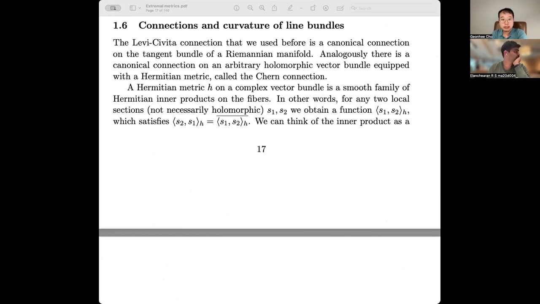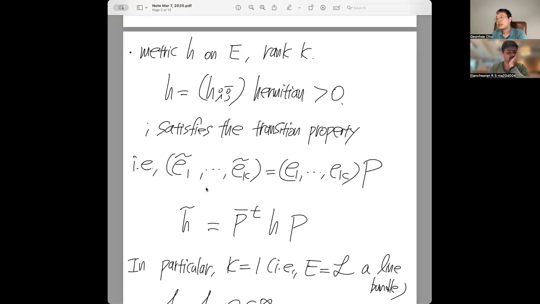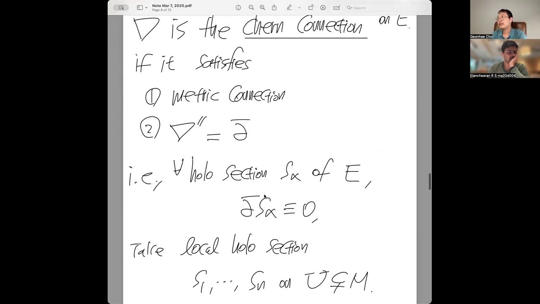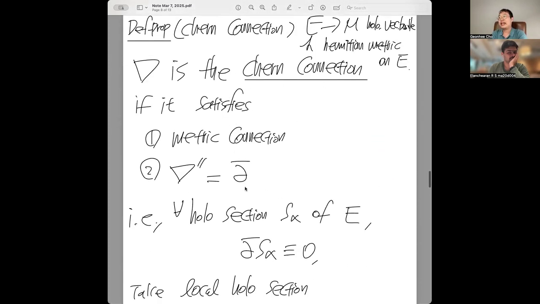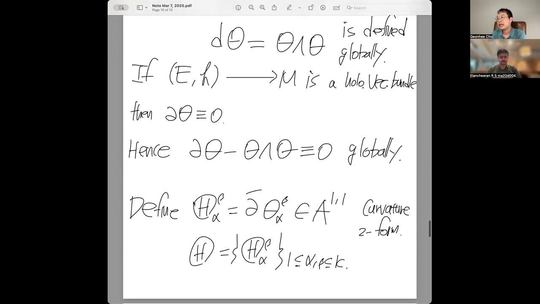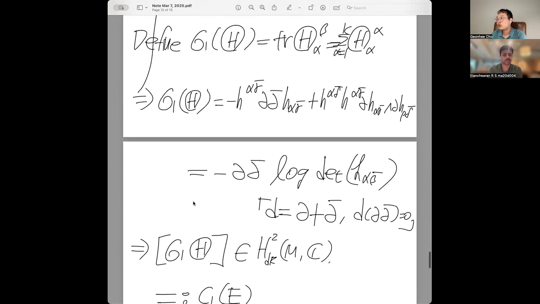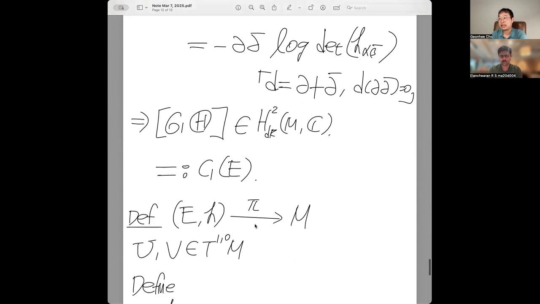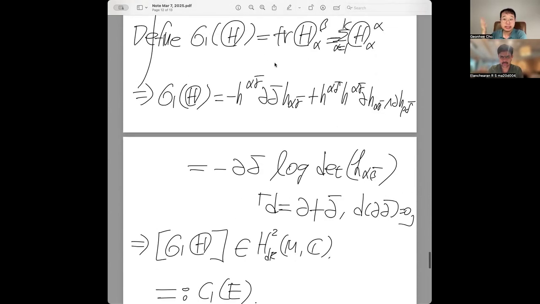So let me split into two pieces. By just following the details in this note that I provide, what is the definition of the Chern connection, and from the description of the Chern connection, we are able to describe the first Chern class in a way of minus d bar log of the determinant of the Hermitian metric. I already explained this description, and the detail is already written here.